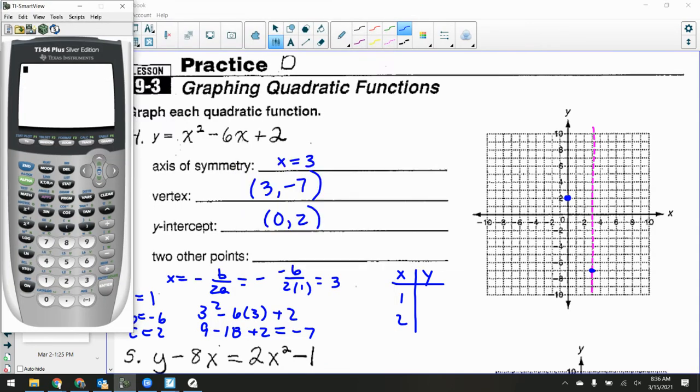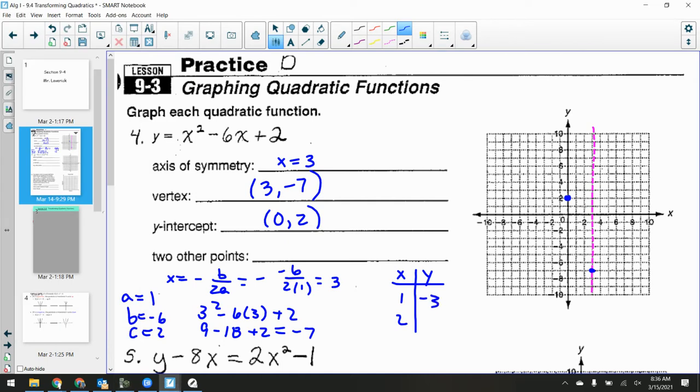Just showing how I would do that here. We've got 1 squared minus 6 times 1 plus 2, which we get that negative 3. And then we'll plug in 2.